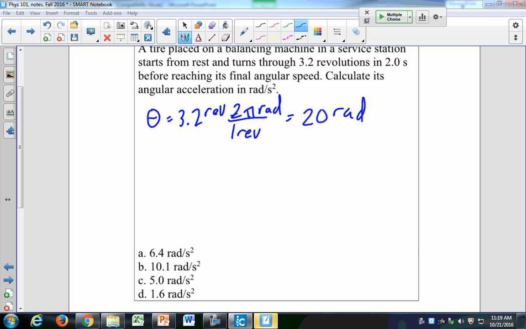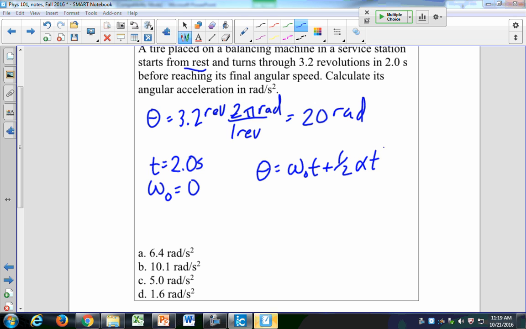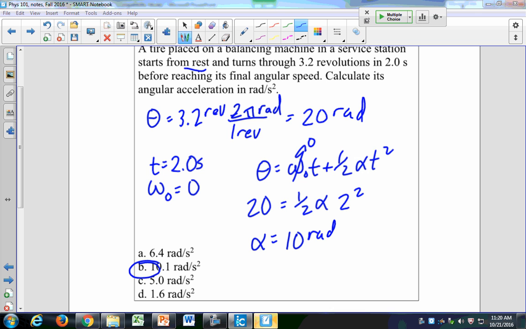And then I want to know its angular acceleration. Well, I know t is 2 seconds. I also know that omega naught is equal to 0. And so I say theta equals omega naught t plus 1/2 alpha t squared. So I get 20 equals 0 plus 1/2 of alpha times 2 squared. And so alpha is 20 divided by 2, which is 10. So B is the right answer. That is in radians per second squared.